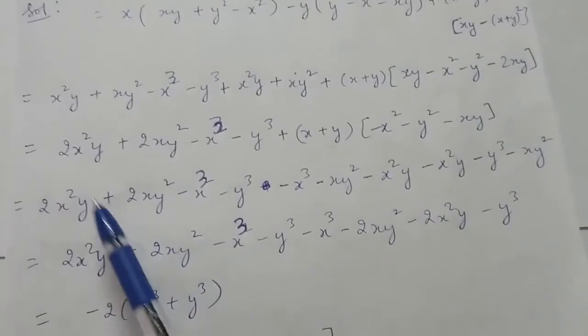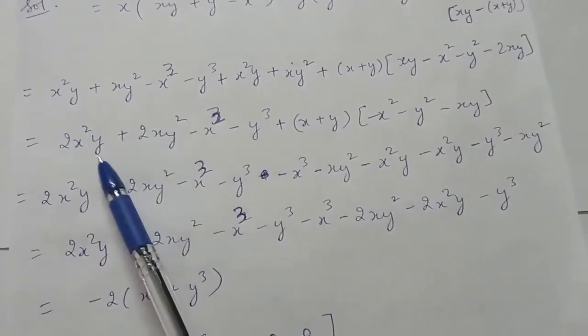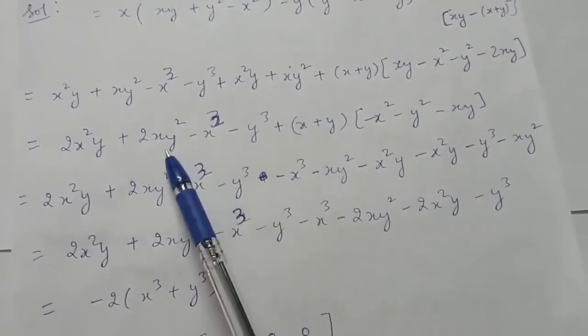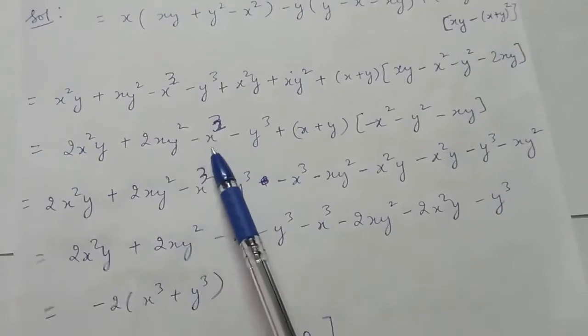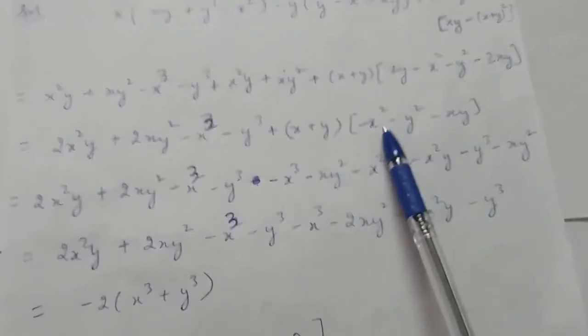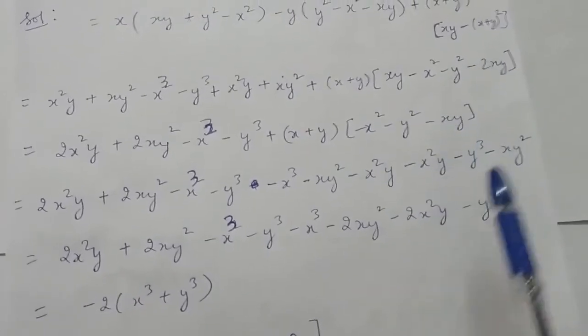Now this is x square y, this is also x square y, this will become 2x square y. This is xy square, this is also xy square. So this will become 2xy square minus x cube minus y cube plus x plus y into minus x square minus y square. Now this will be minus of xy, right?